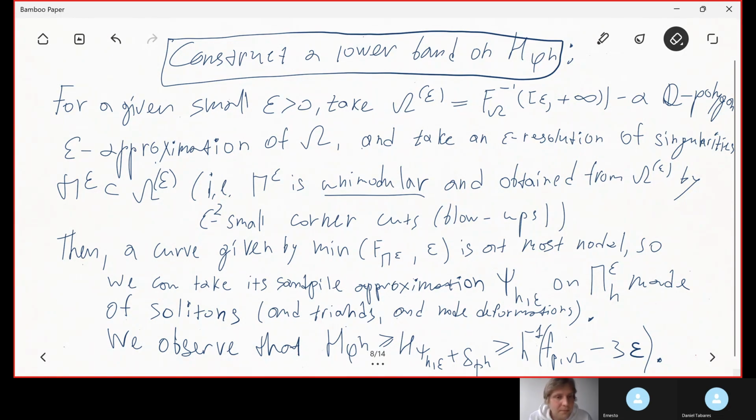Okay. So let me just say something to see if I am understanding, as you said. So you need to find a lower bound.